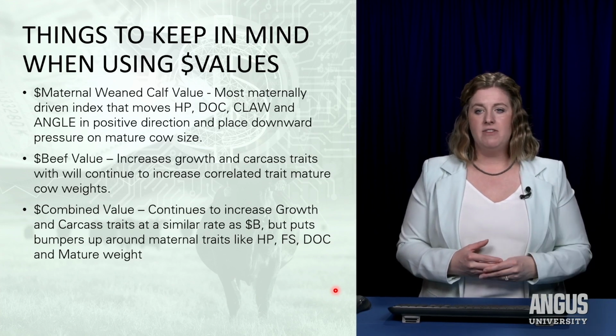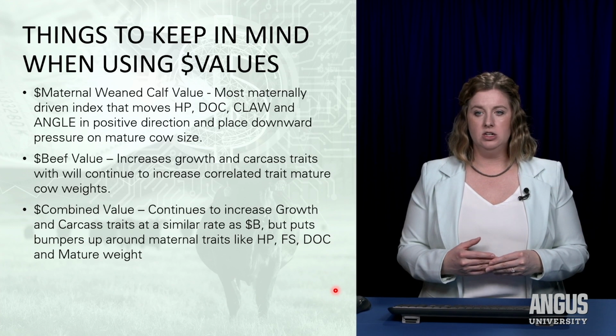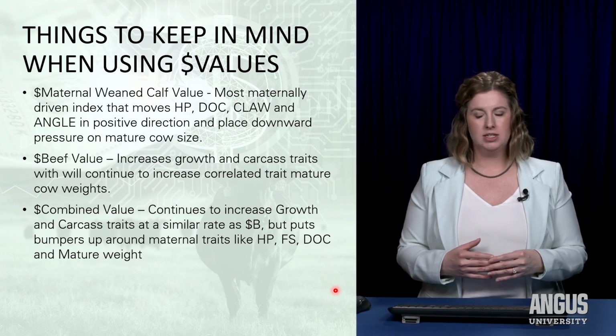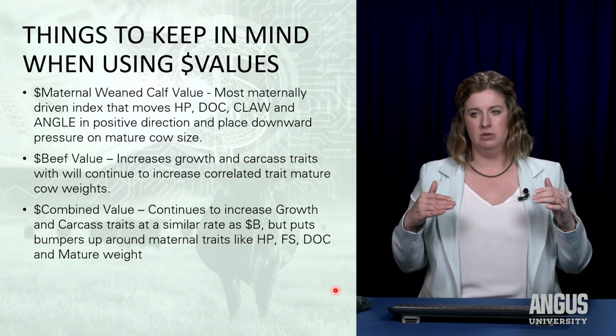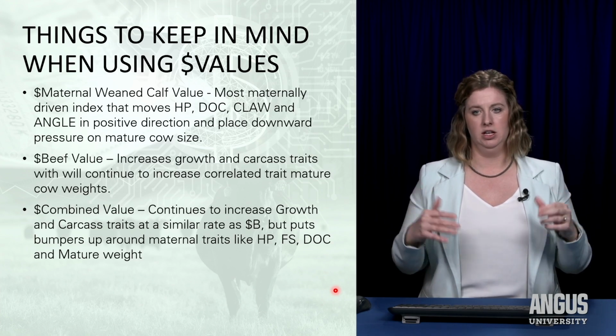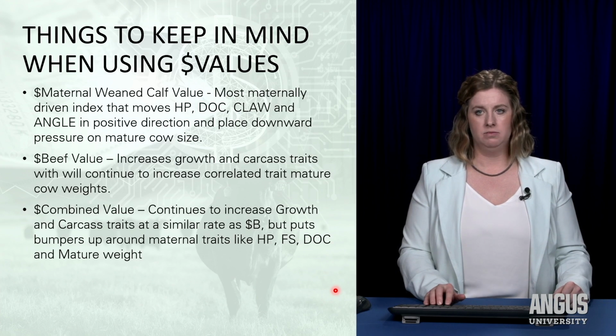And then finally, with your combined value, we're going to continue to increase things like growth and carcass traits at a similar rate to $B, but we're going to start to put some pretty good bumpers up around maternal traits like fertility, foot score, docility, and mature cow size.